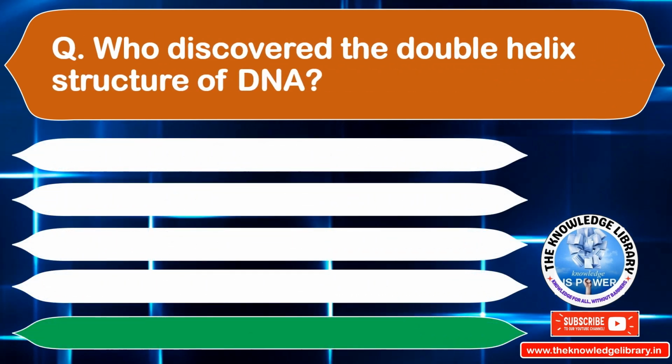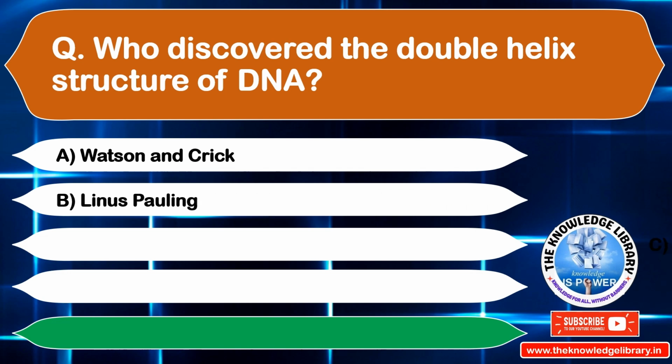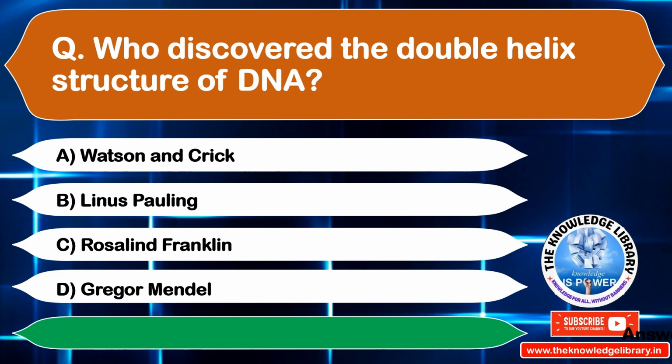Who discovered the double helix structure of DNA? Option A. Watson and Crick. Option B. Linus Pauling. Option C. Rosalind Franklin. Option D. Gregor Mendel. The correct answer is option A. Watson and Crick. Move to the next question.